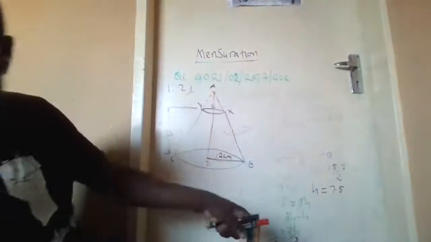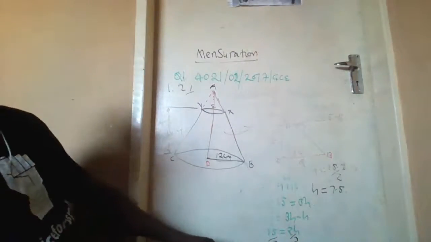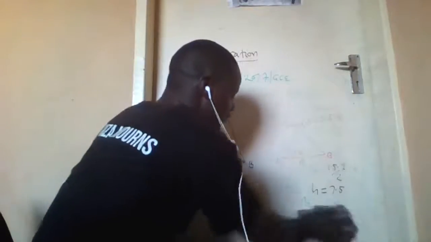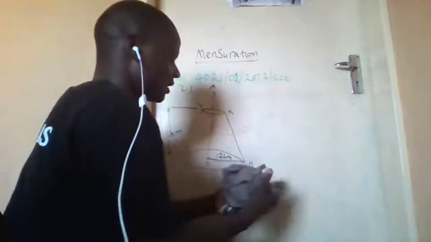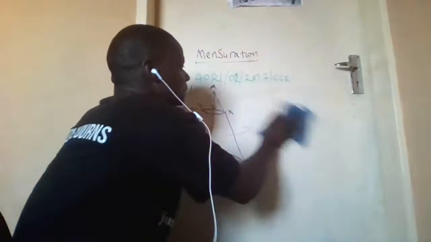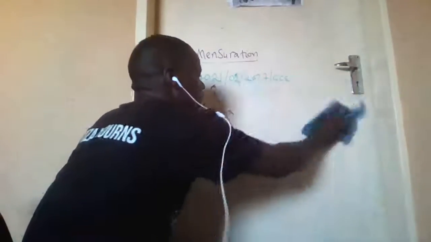But we're saying the base area. So what is the shape of the base? The shape of the base is a circle. So how do you find the area of the circle? The area of the circle is pi r squared. Then we multiply with the h. But you also have to divide it by 3.